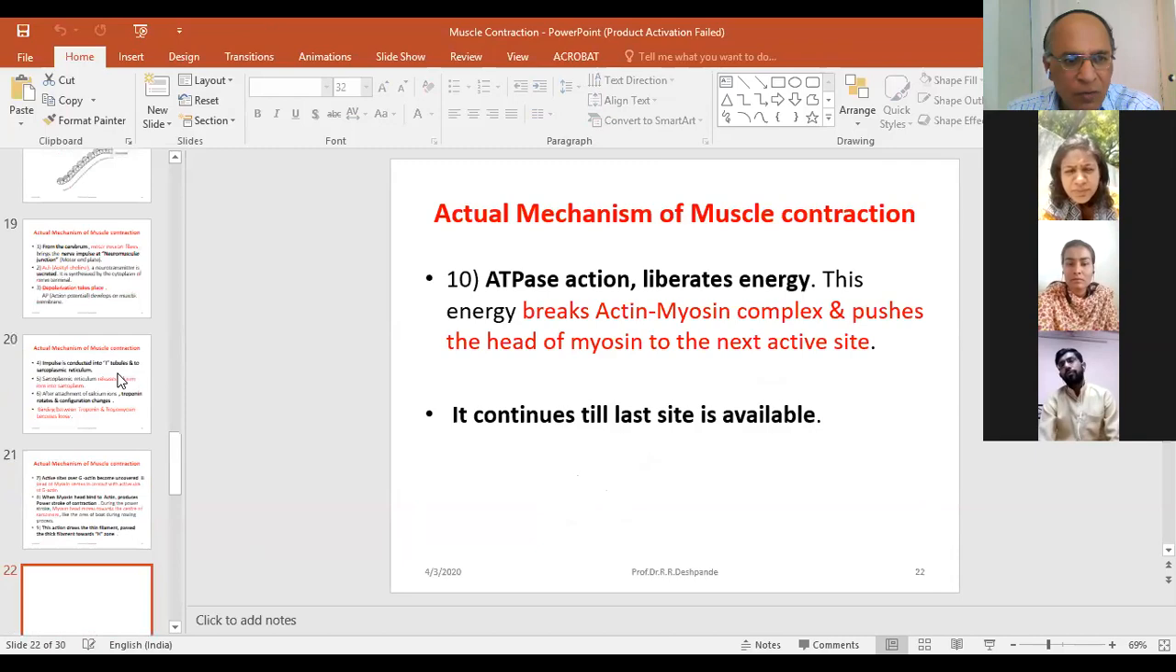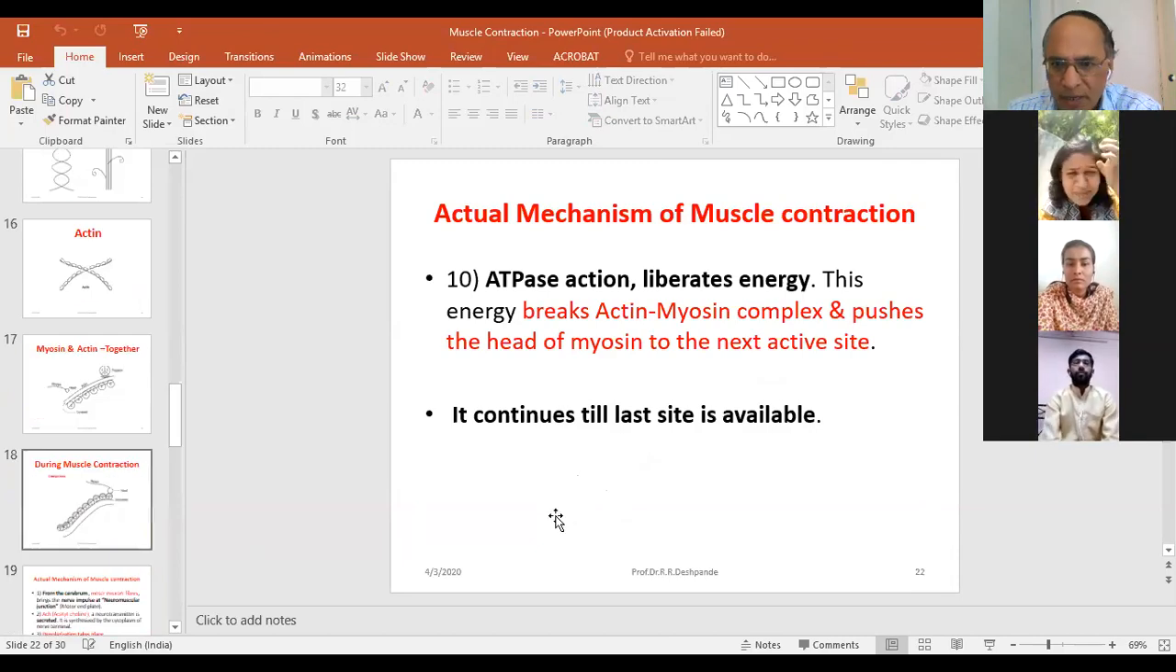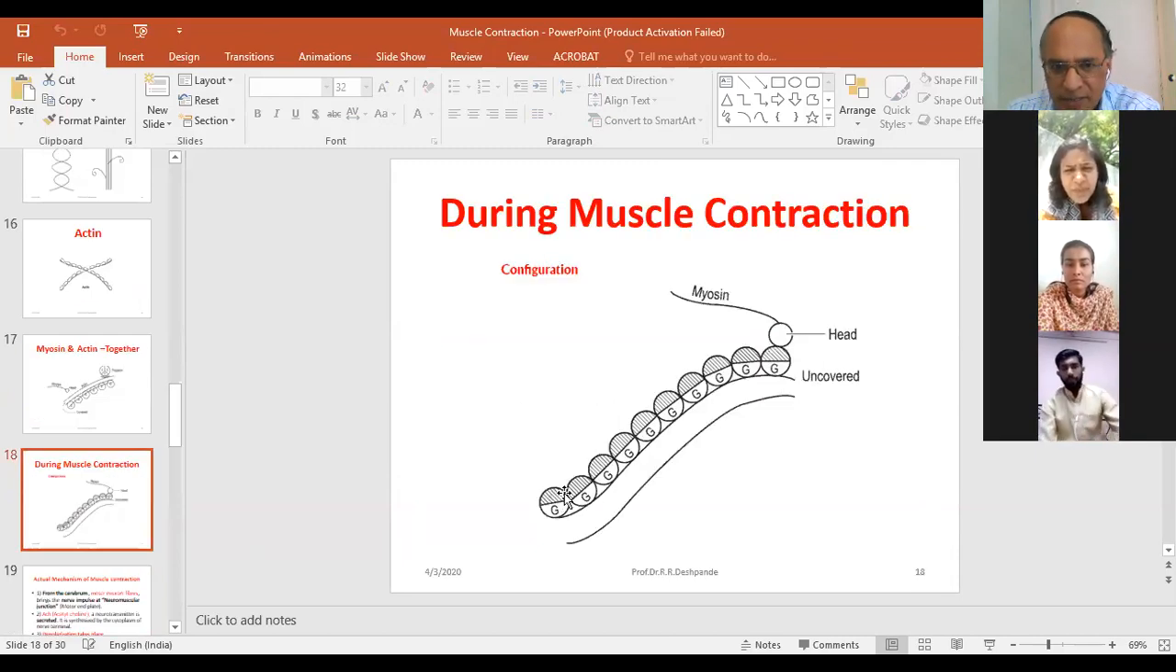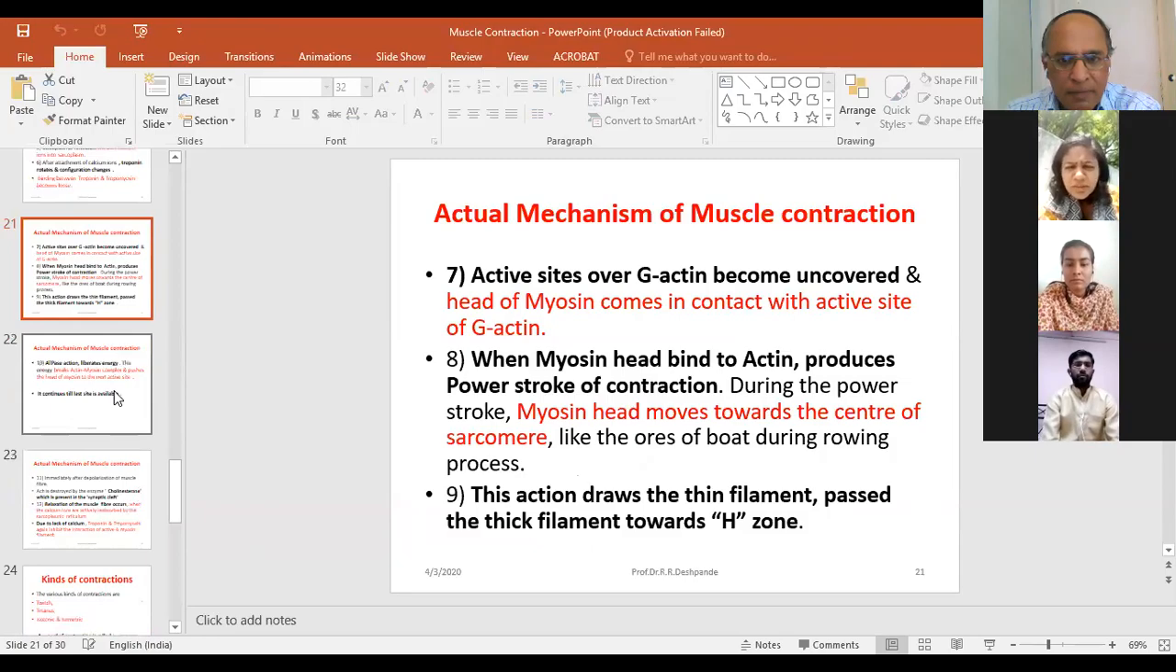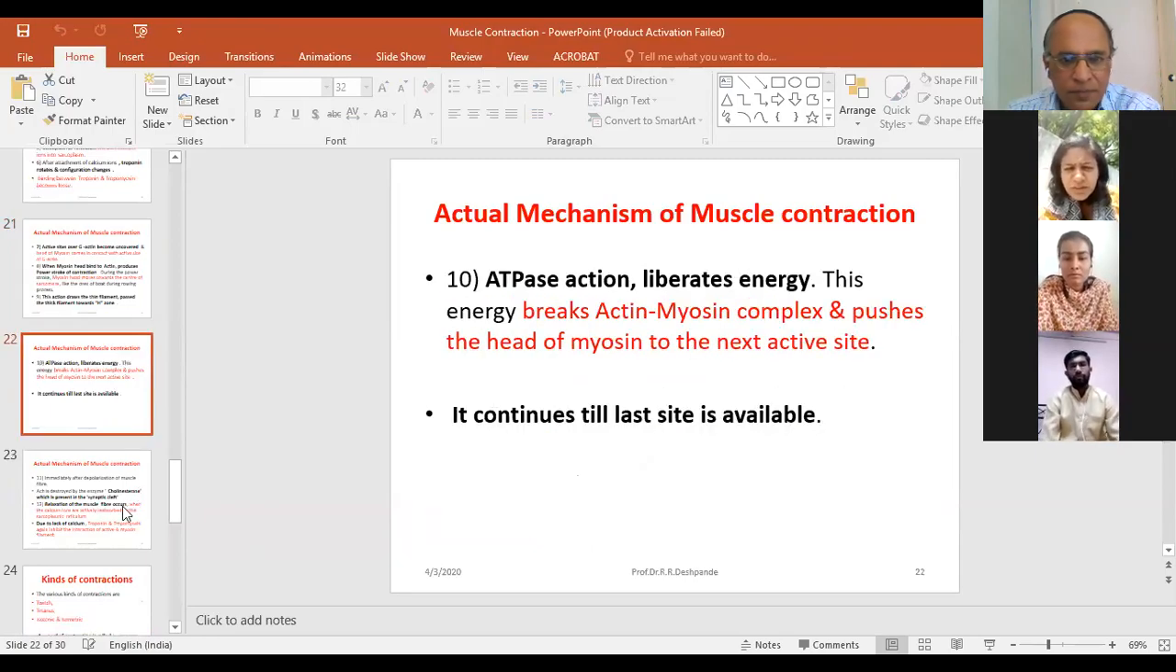Can you see again over here? What is the last site? This is the last site. This is the first site. This is the last site. I think I am trying to make it clear as much as possible. This is actually a complicated topic, but I am making it very easy for you.